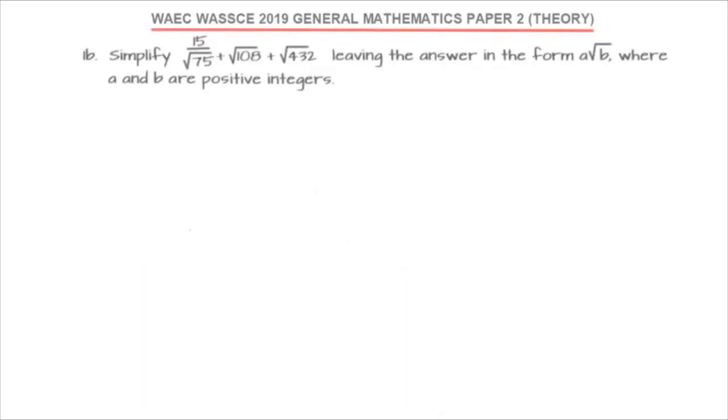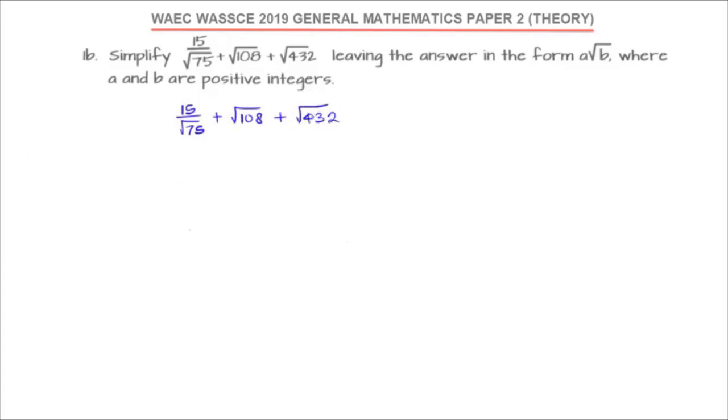In this question, we're asked to simplify 15 over root 75 plus root 108 plus root 432 and leave our answer in the form a root b, where a and b are positive integers. Now, this is a question in surds, and the best way for us to go through it is first to simplify it as much as possible.